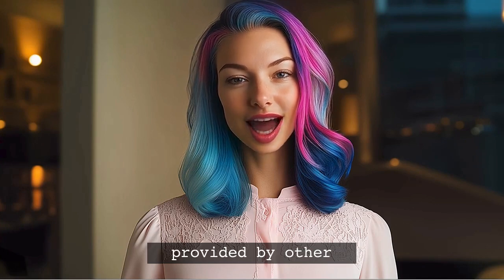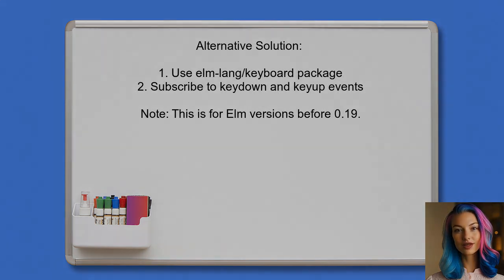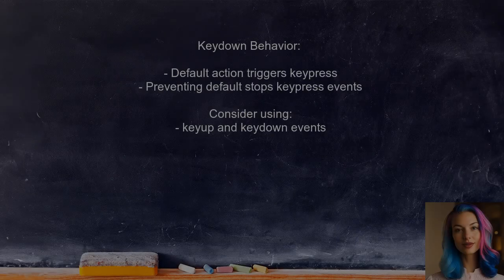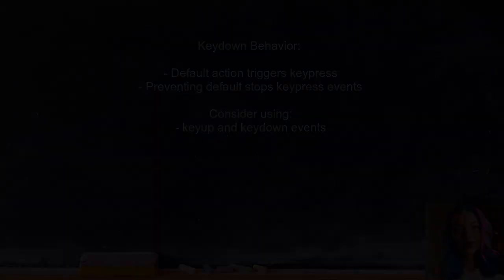Now, let's look at the answers provided by other users. An alternative approach suggested by a user is to use the Elm-Lang keyboard package, which is suitable for Elm versions before 0.19. This package allows you to subscribe to both key down and key up events easily. The user points out that the default action for a key down event triggers a key press event. If you prevent the default behavior, you won't receive key press events. They also suggest considering the use of key up and key down events instead.